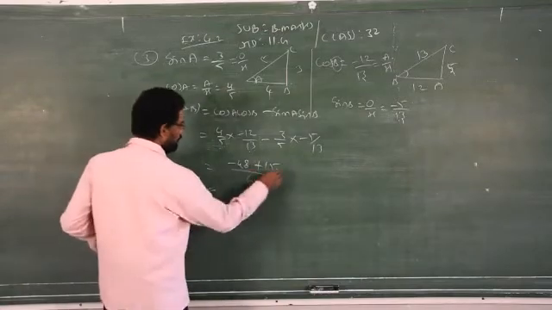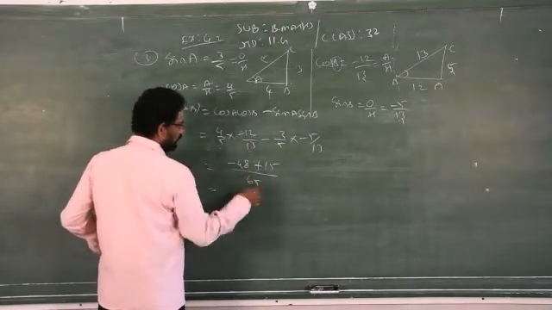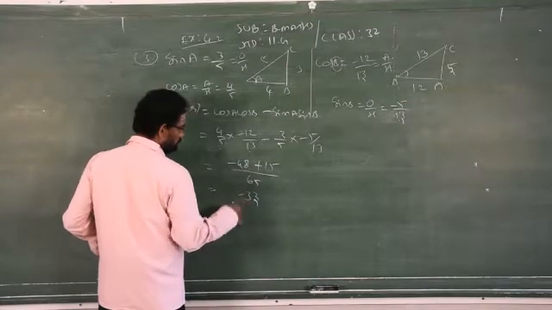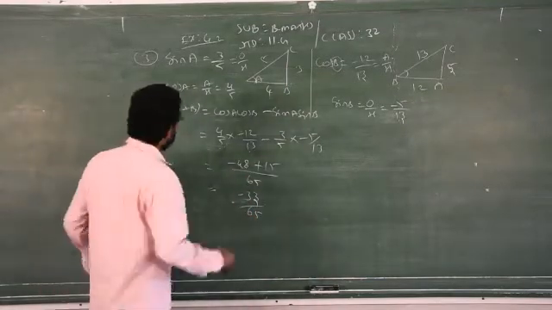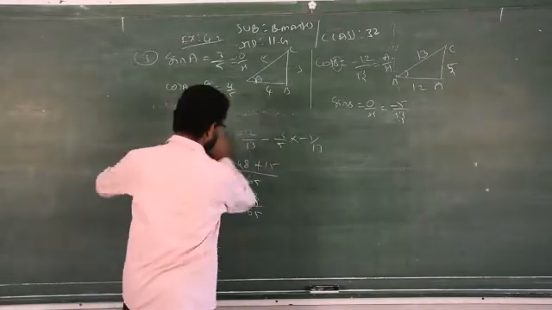Complete this part yourself. 8 minus 5 is 3, 4 minus 1 is 33. That is minus 33 by 65. It is not divisible by any table, so just leave it as it is. Clear?